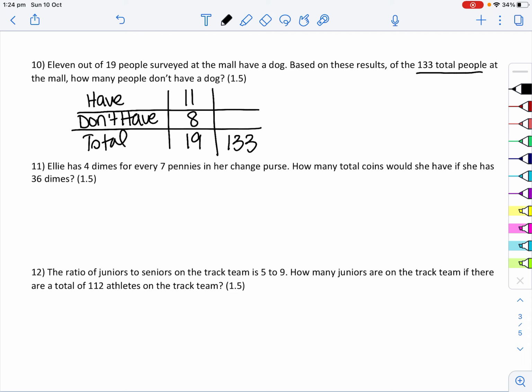And I'm going to use my multiplication chart here. And to get from 19 to 133, I am multiplying by 7. That means I'm going to multiply each part of my table by 7. And I get 77 and 56. And I want to answer the question, how many people don't have a dog? 56 people.